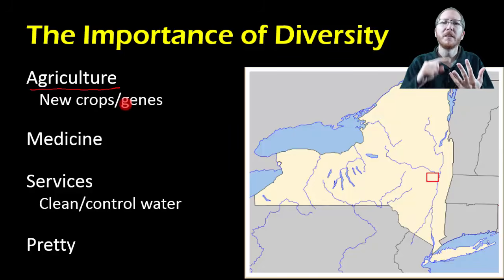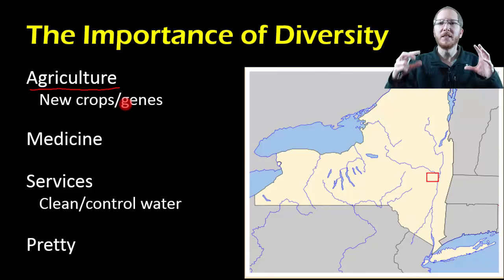So if we go through and damage species, if we damage the genetics of those species, we can be harming ourselves in the long run because we no longer have access to those. So that's one reason to keep these organisms around and keep their genes around.